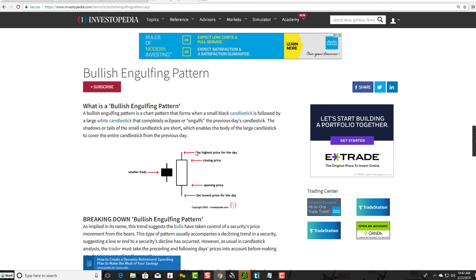I wanted to make this video on the bullish engulfing pattern, right? So the bullish engulfing pattern is a chart pattern that forms when a small black candle, or red, depending on what your chart is, is followed by a large white candlestick, or a green one, that completely eclipses or engulfs the previous day's candlestick. The shadows or tails of the small candlestick are short, which enables the body of the large candlestick to cover the entire candlestick from the previous day. So that's ideally what it would look like, right?